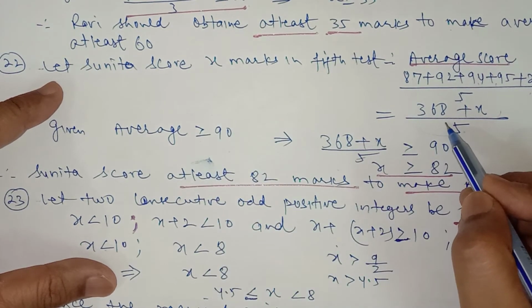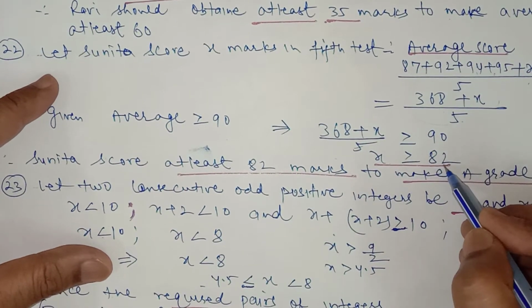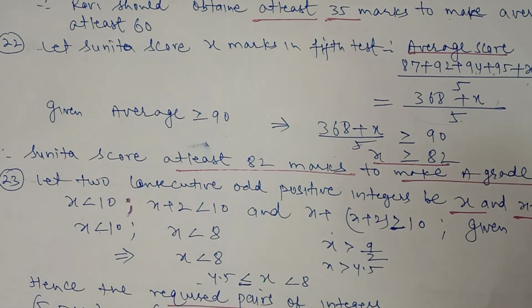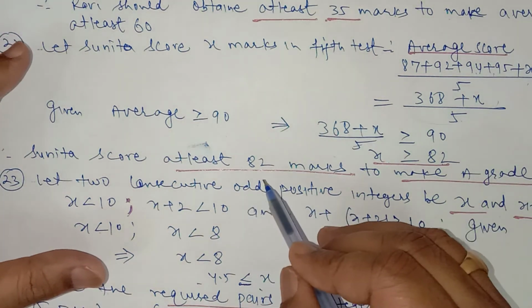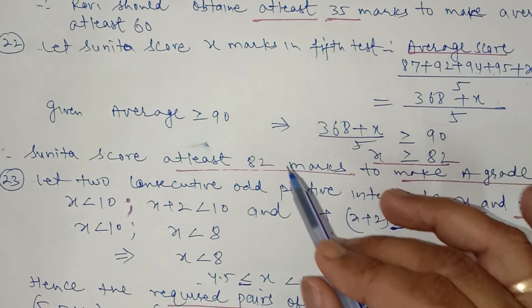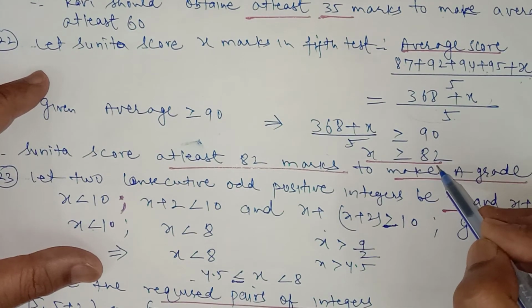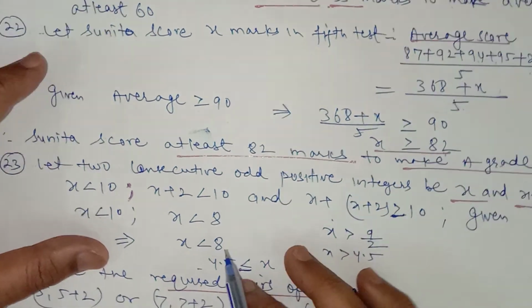So putting this greater than or equal to 90, you are getting x as greater than or equal to 82. That means she should obtain at least 82 marks in the 5th test, so that she will get at least 90% marks to have an A grade. So she should obtain at least 82 marks to get an A grade.